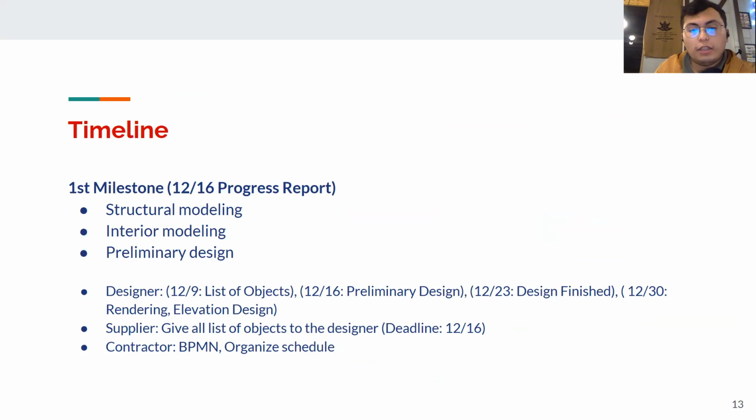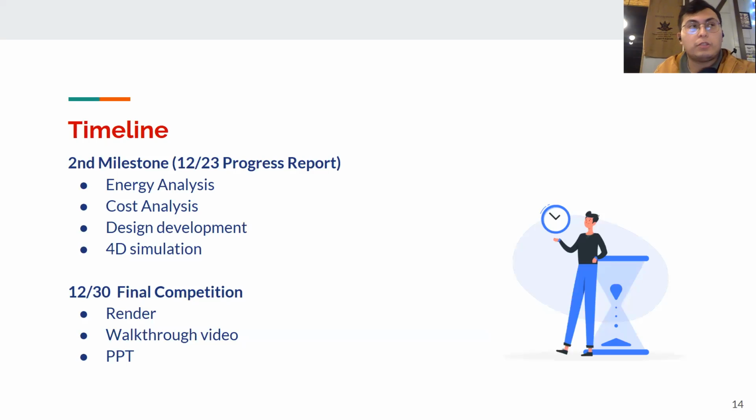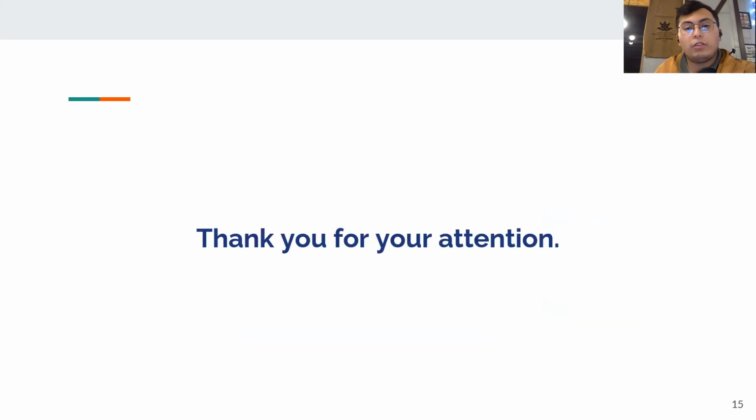For the supplier, they will already have the list of objects by the 16th of this month, and the contractor would have already designed the BPMN plus the organized schedule for the first milestone. For the second milestone, we'll have the energy analysis, the cost analysis, the design development, and the 4D simulation. And for the final completion on the 30th, we have the render, the walkthrough video, and the PPT.